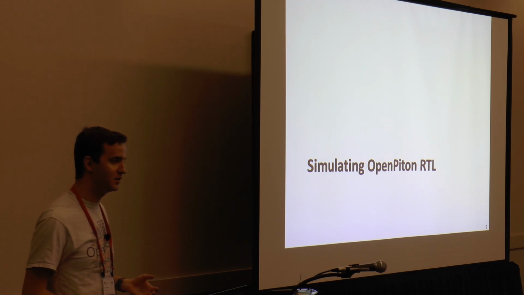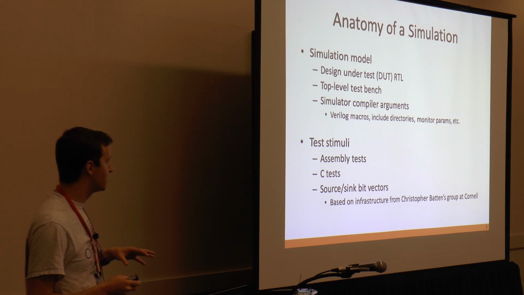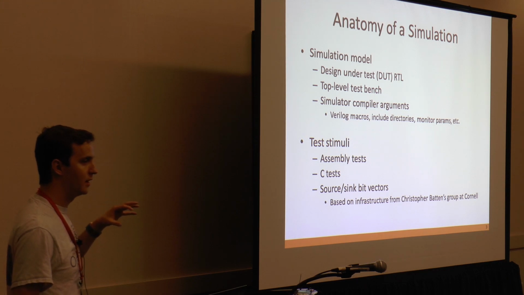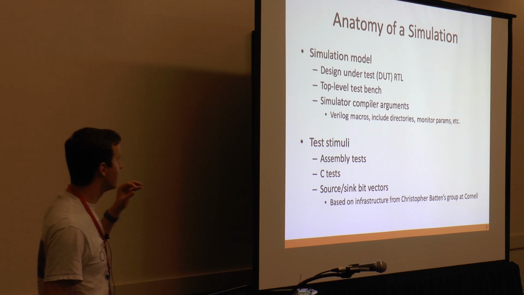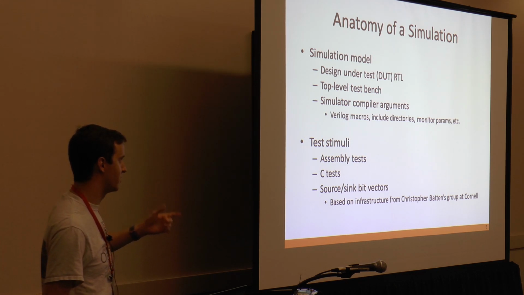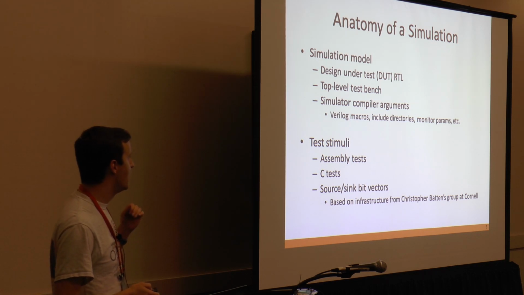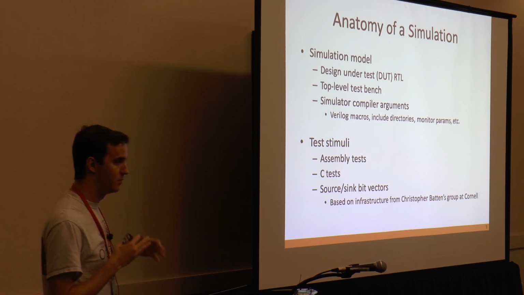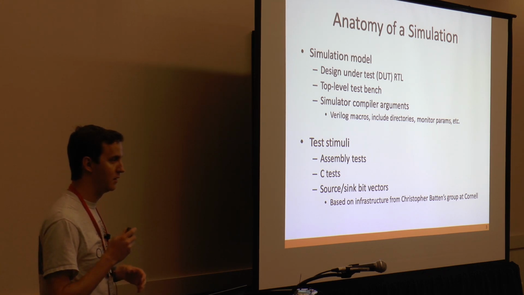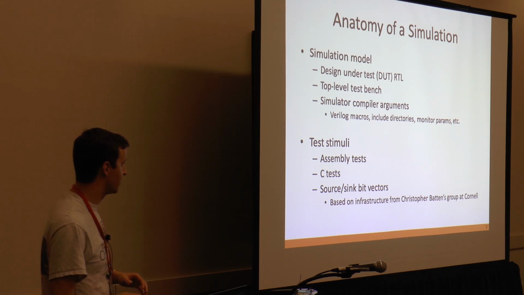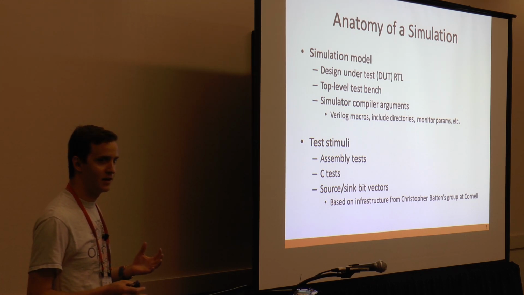First, before we start any simulations, let's break down what the anatomy of a simulation is. The simulation is basically composed of two parts. You have your simulation model and the test stimuli. The simulation model has the design that you're testing, the RTL for the design that you're testing, as well as the top-level test bench that contains that design under test, as well as some simulator or compiler arguments that you want for this particular test, such as Verilog macros, any files you want to include, or params or things like that. For the test stimuli, we support a variety of different tests.